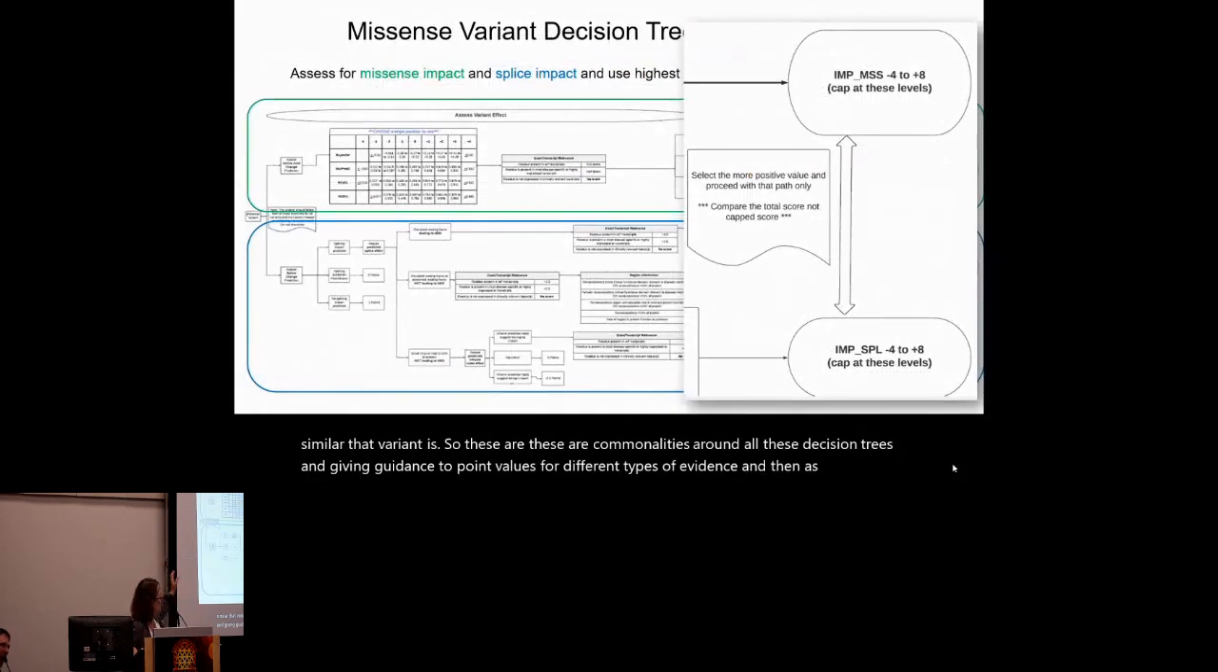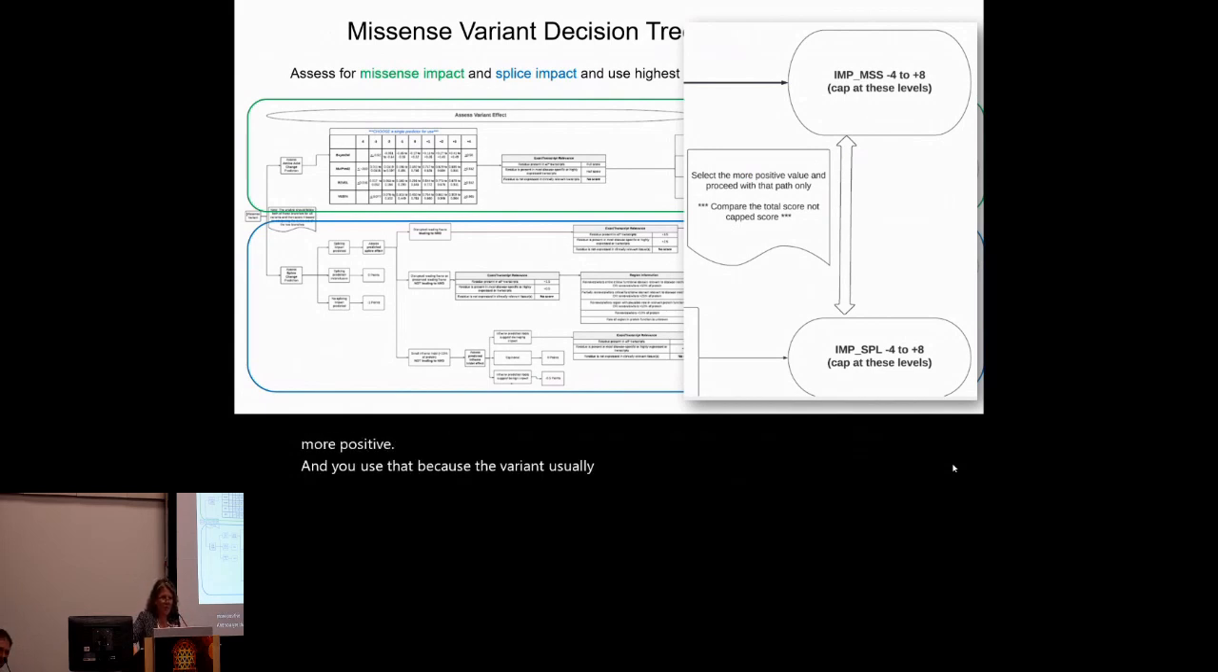And then, as I mentioned, at the very end, you'll get a score for the missense assessment. I haven't gone through the splice, but you'll get a score for that. Then you look at which is more positive, and you use that, because the variant usually is going to operate through one or the other. Occasionally, it could operate through both, but we're trying not to get distracted by rare scenarios, to get the basic framework out. So you'll take the more positive value and score that.